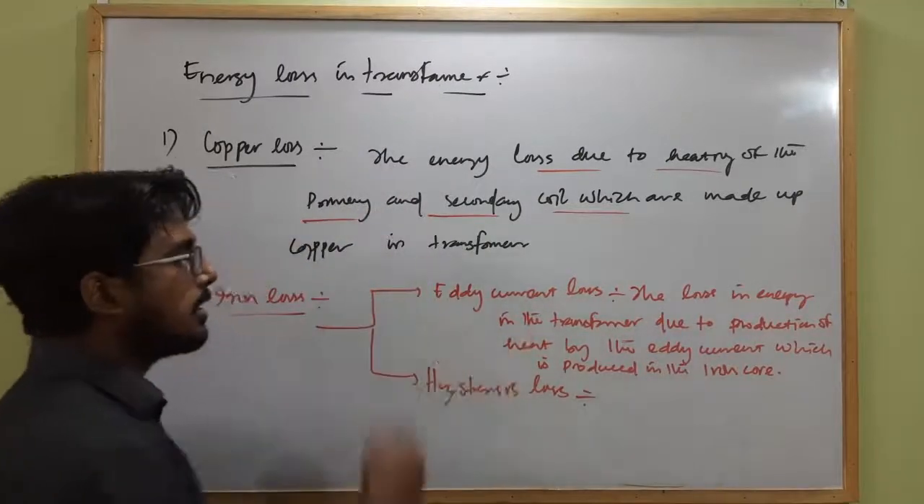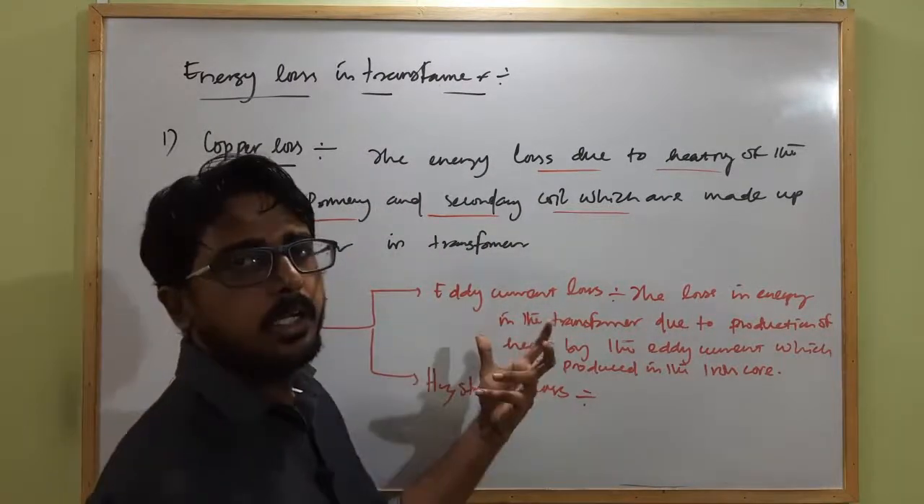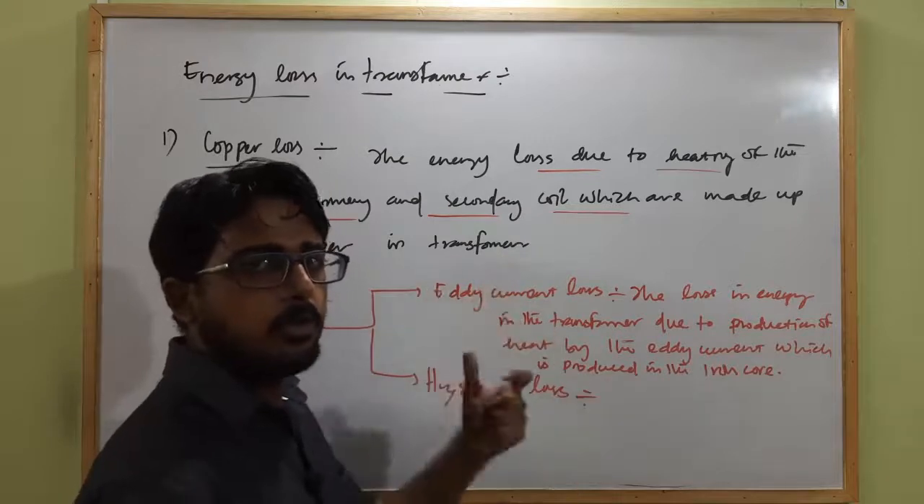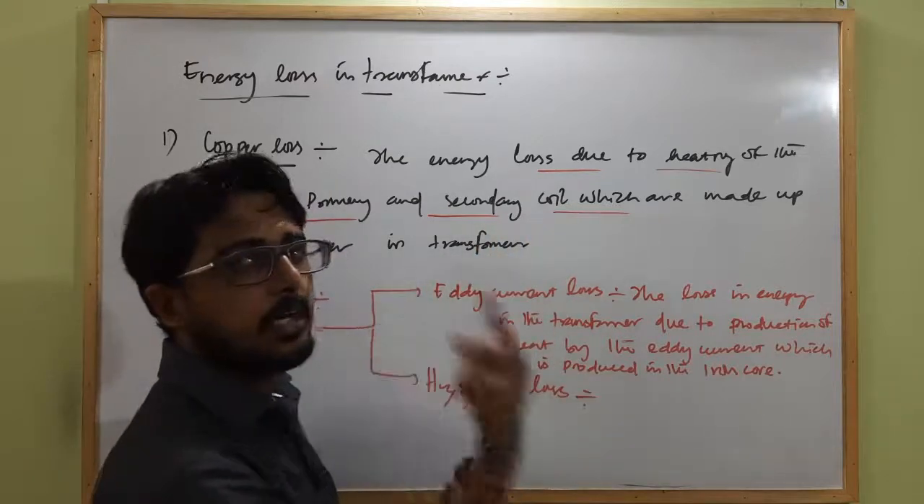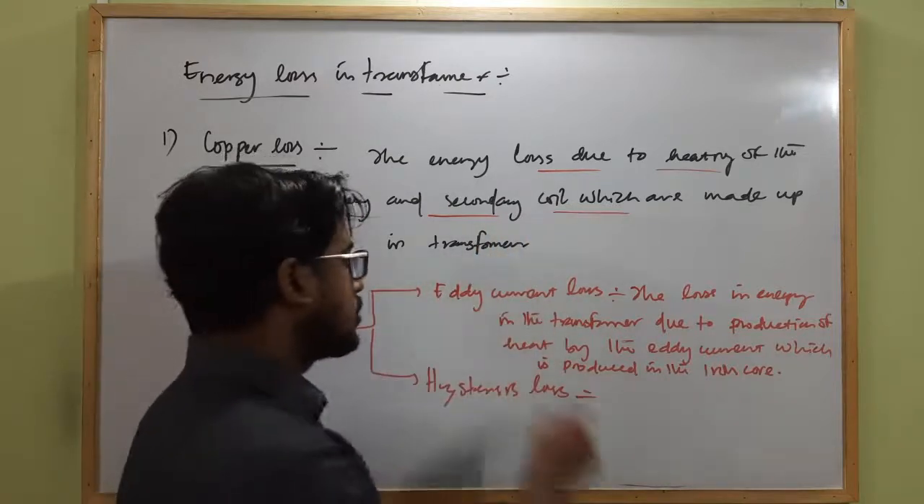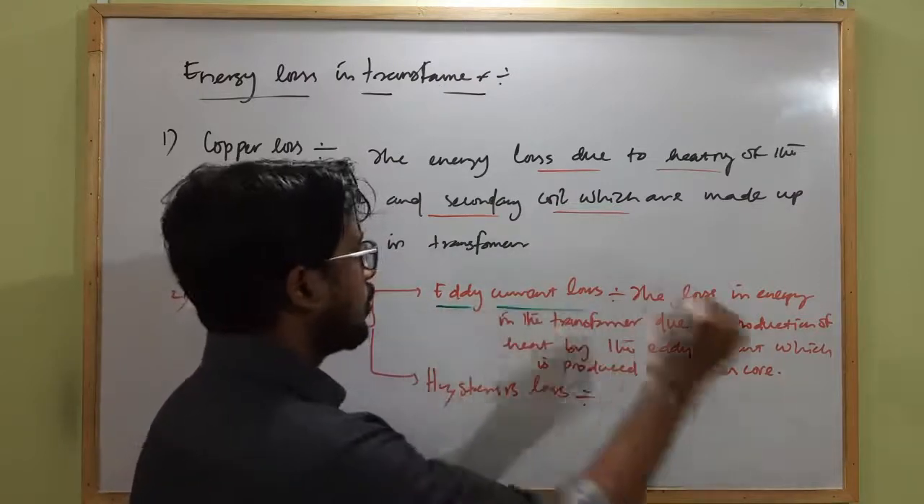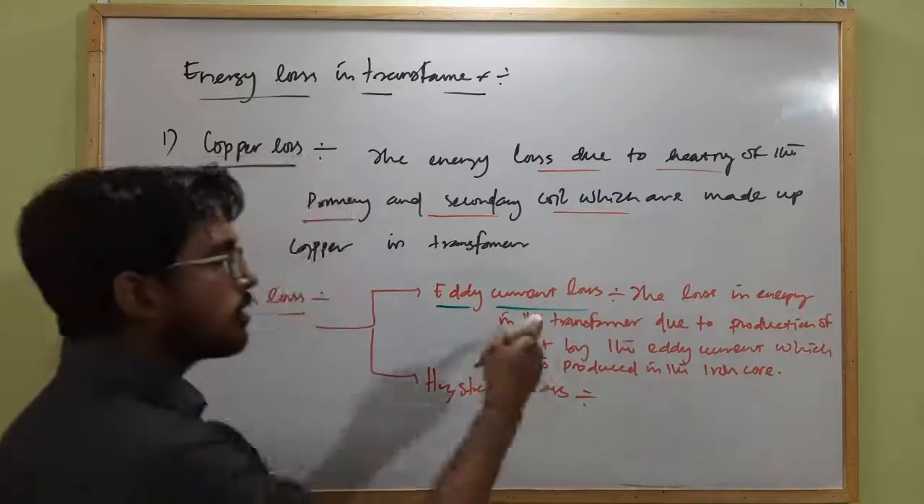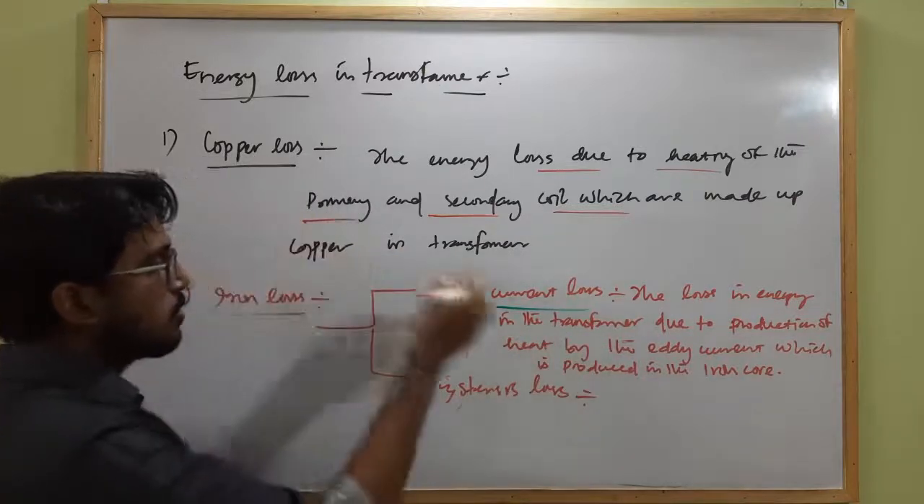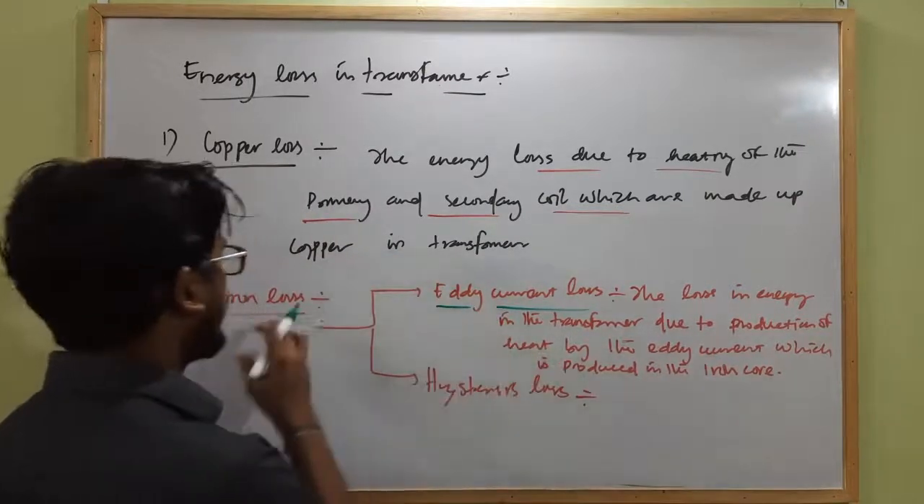We know already that in the construction of a transformer we used a soft iron core on which primary and secondary coil are very closely wrapped. So the production of eddy current in the iron core produces some heat which will cause some energy loss, that is known as eddy current loss, which is a part of iron loss.